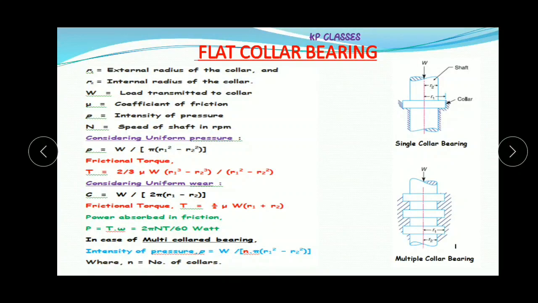These are the formulas. And for uniform pressure, torque equal to 2 by 3 mu W (R1 cube minus R2 cube) divided by (R1 square minus R2 square). And for the uniform wear, torque formula is half mu W (R1 plus R2). This concept will be cleared by the following problems.